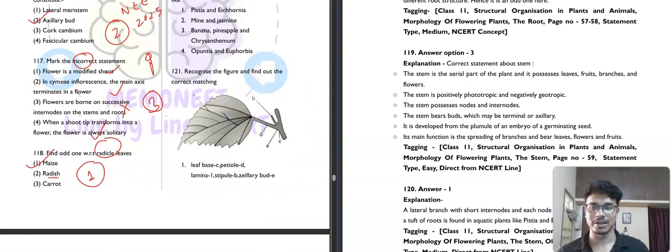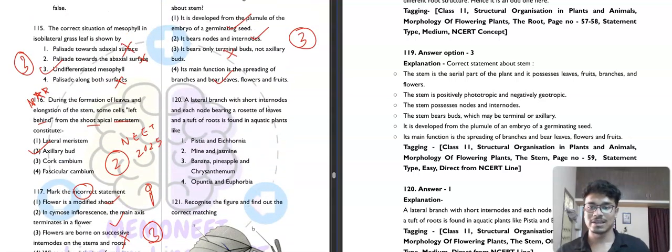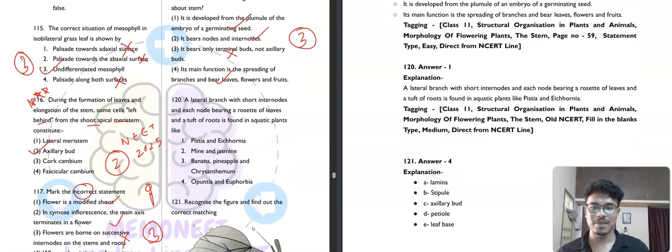In question number 120, it is saying a lateral branch with short internodes and each node bearing a rosette of flowers. Just by this word you can answer this question. You don't need anything else. Rosette of flowers and tuft of roots is found in aquatic plants like Pistia. This is the correct one, Pistia. The lateral branch with short internodes, rosette of flowers and tuft of roots is in the aquatic plant Pistia. The other options are banana, pineapple, chrysanthemum, sucker, different sorts of names. So the first option will be our correct answer.